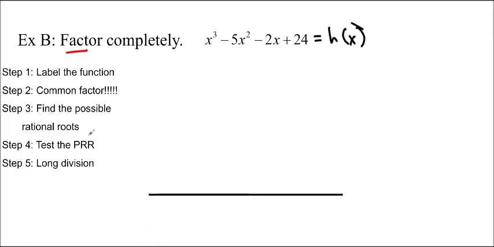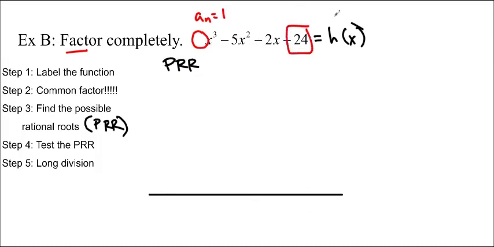And then it says find the possible rational roots. Often you'll hear me say PRR, find the PRR. So we'll call those PRR. And you do have to write them out. So we write PRR. And how do we find that? Well, if a sub n, the leading coefficient, is equal to 1, it's actually not hard. You just find the constant term and you find all of the factors of the constant term. Okay, so we're going to do the factors of 24.